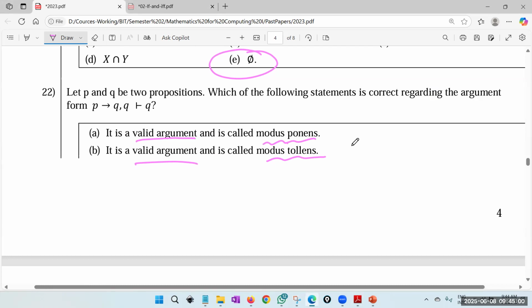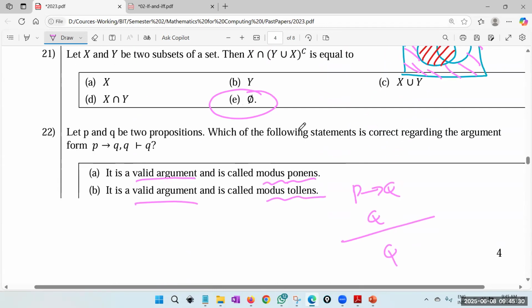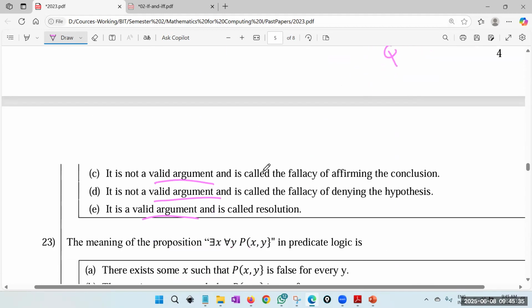Anyway, P implies Q, Q, therefore Q. Of course, if Q has happened, that's obvious. But the question is, how do you call that? Actually, we never did something like that. And these are, I don't know what kind of language this is, modus tollens, ponens, and so on. Let's see whether we can guess it. I can't guess anything from these two because I have no idea what this means.